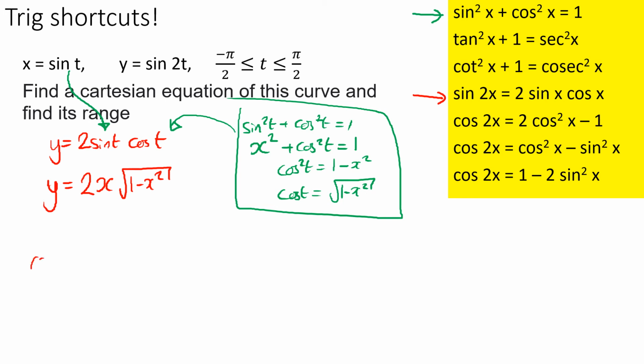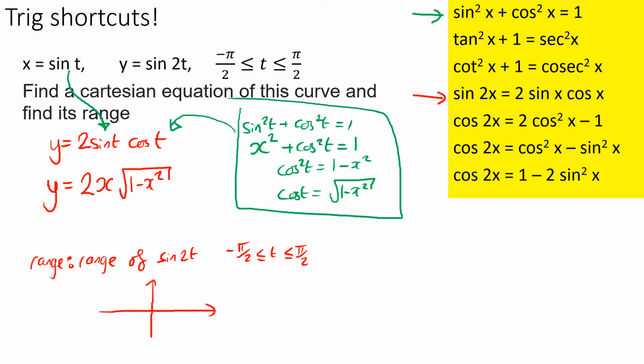And remember that the range of the function is going to be equal to the range of the y parameter. It's going to be equal to the range of sine 2t between minus pi over 2 and pi over 2. So what does that look like?